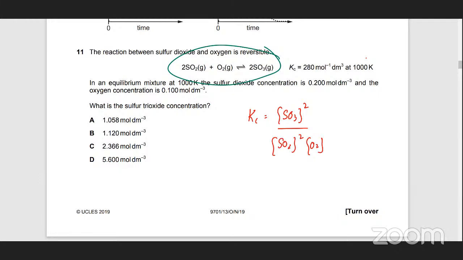Now you have the value of Kc that's already given, it's 280. And he's already given you the sulfur dioxide concentration and the oxygen concentration. So you're looking for the sulfur trioxide concentration. That is unknown. SO2 is given as 0.2 mole per dm cube, and that's squared. And O2 is given as 0.1, so that's power 1. Somebody calculate this and tell me what the value is. 1.058. Okay.